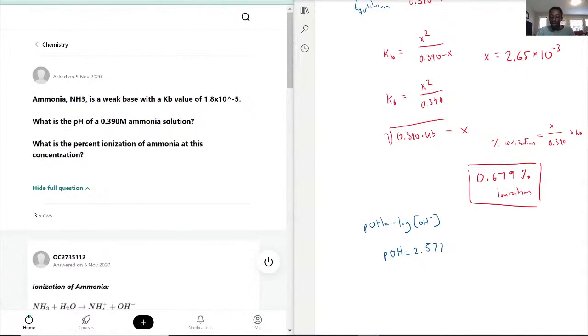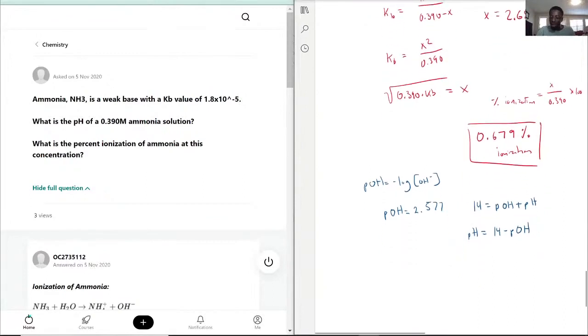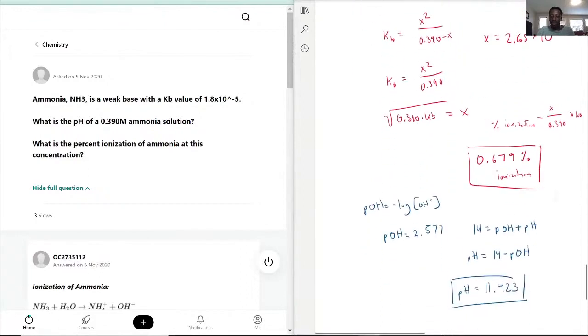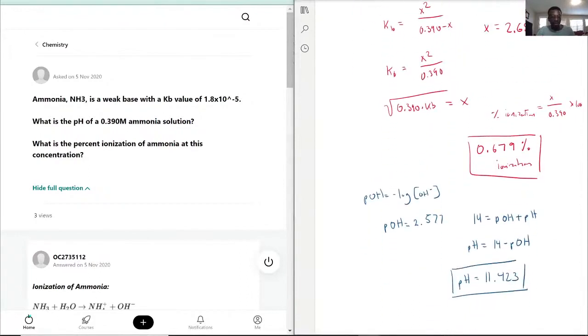So to find pH, in this case, 14 is equal to pOH plus pH. So if we organize that, pH is equal to, just to make sure I have it correct, 14 minus pOH. So 14 minus the answer we just got, the pH for this question is going to be 11.423. And so there you have it. We've now been able to give you not just the percent ionization, but the pH as well.